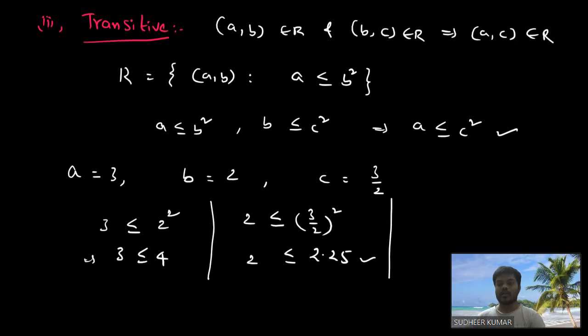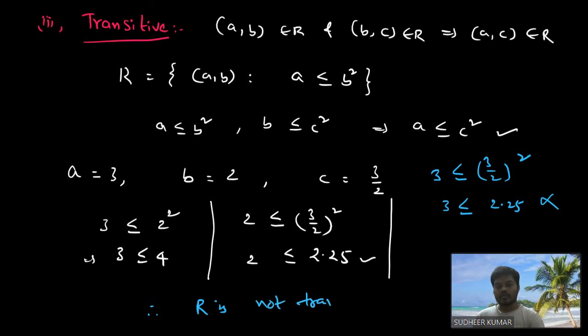So let us see the third one. A less than or equal to c square. Here a is 3 less than or equal to c square, which is 3 by 2 whole square. So this is 3 less than or equal to 2.25, which is not true. Therefore, R is not transitive. Hence, R is neither reflexive, nor transitive, nor symmetric.